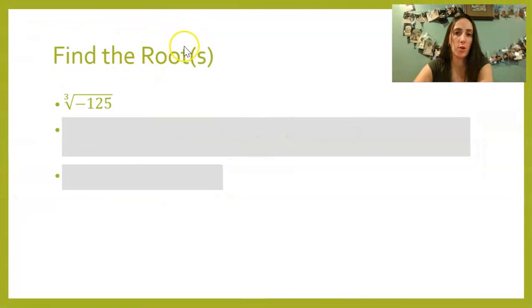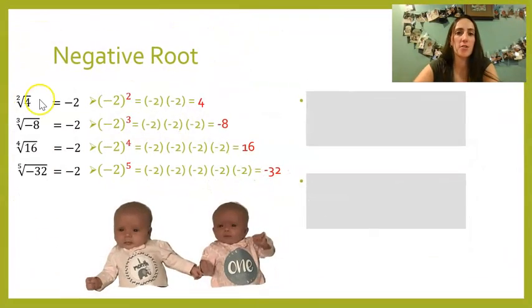Find the root or roots of the cubed root of negative 125. So with this problem, we want to determine, is it going to have one root or two roots? And with that, we're going to go to our office assistants, Brooke and Sophia. So Brooke and Sophia are here to take a look at when we have a negative root.